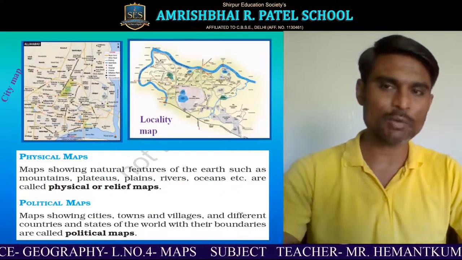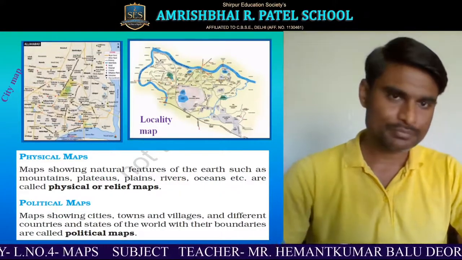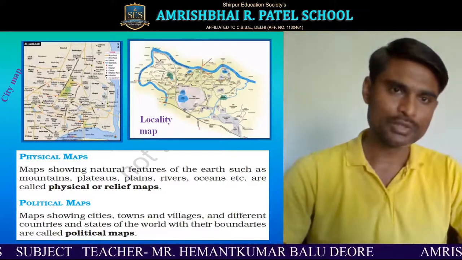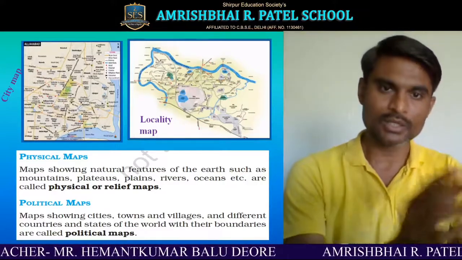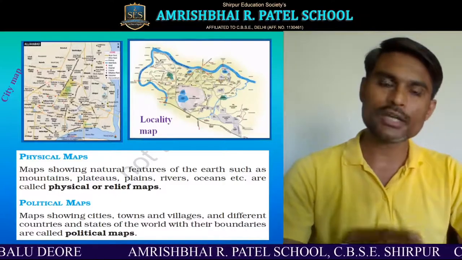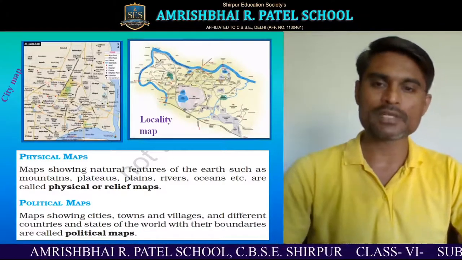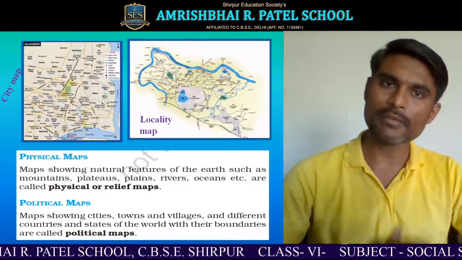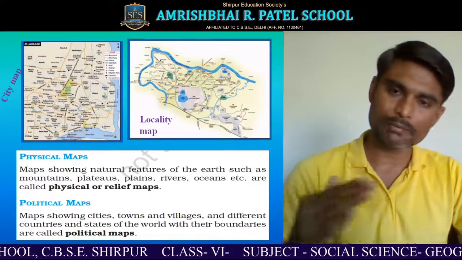You can see a small city map and a locality map. This is just an example I have given you. Later we will explain what the small maps contain and what the large maps contain. So the main types of maps are the physical map, political map and thematic map. Let us learn one by one.